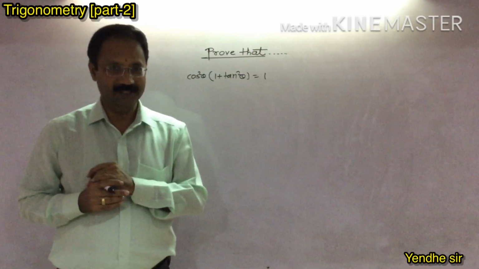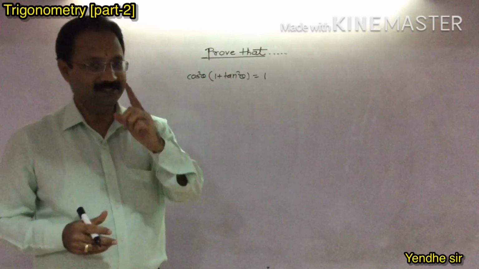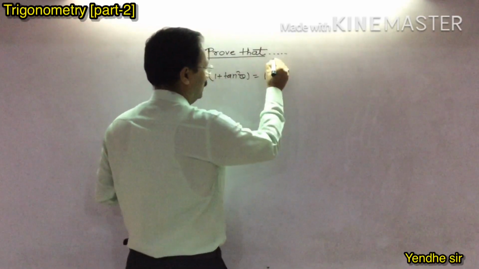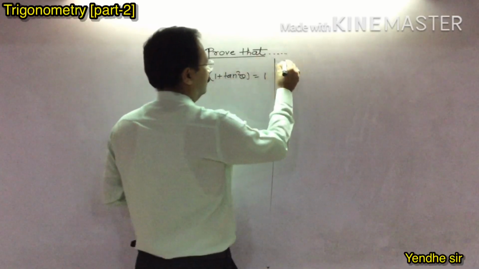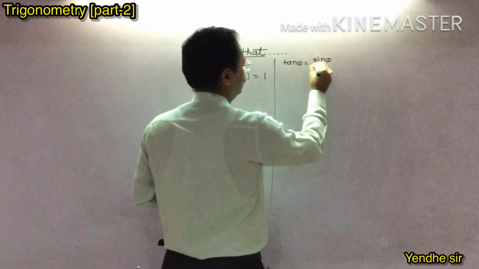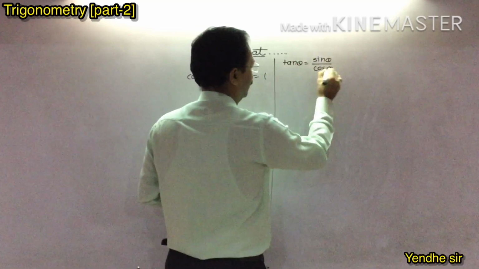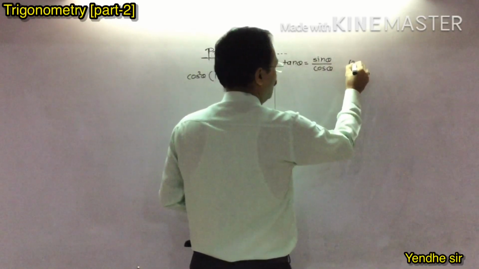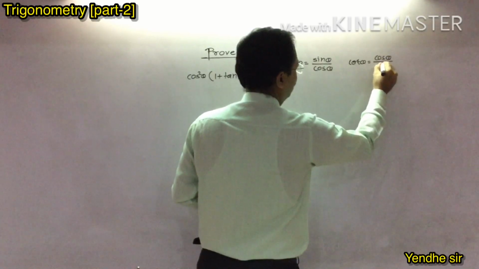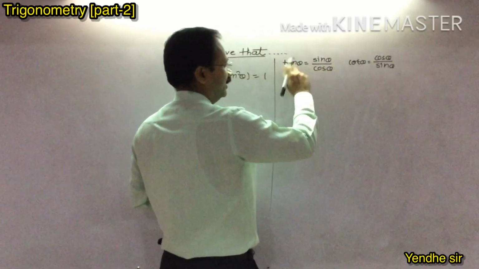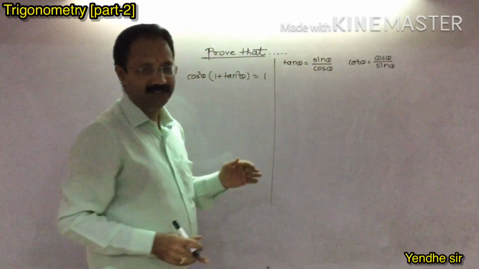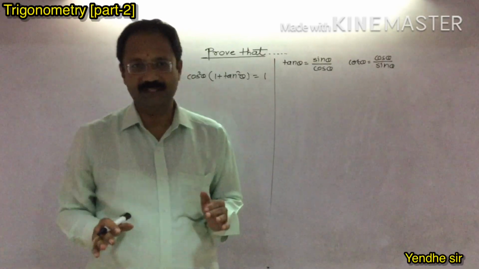I told you last time which are the formulas. Here, we are going to start the revision. So I am going to tell you the formulas. First is tan theta equals sin theta upon cos theta. Then cot theta equals cos theta upon sin theta. Tan and cot: cot is the reverse of tan. Tan theta equals sin theta upon cos theta.